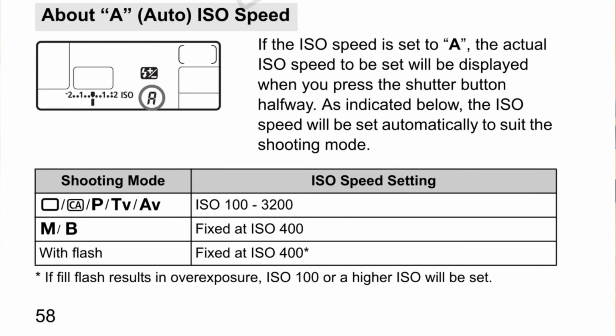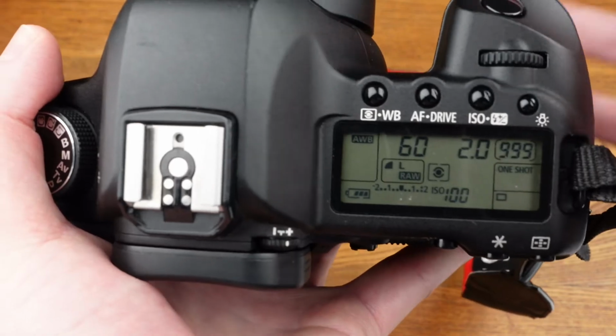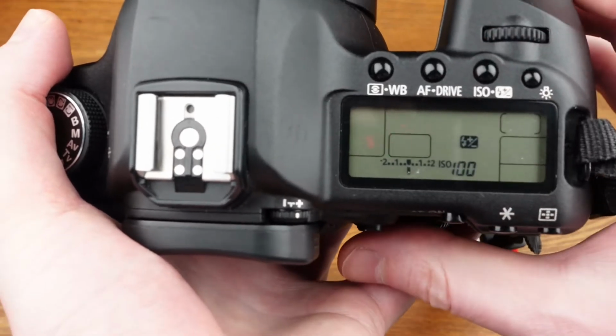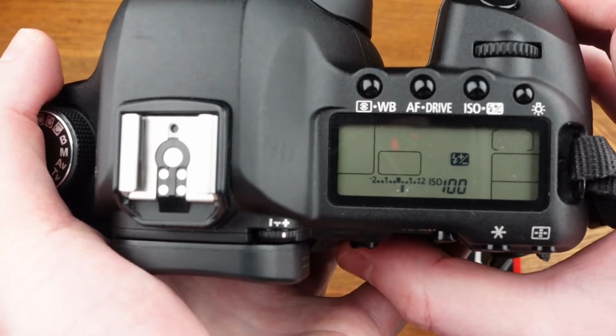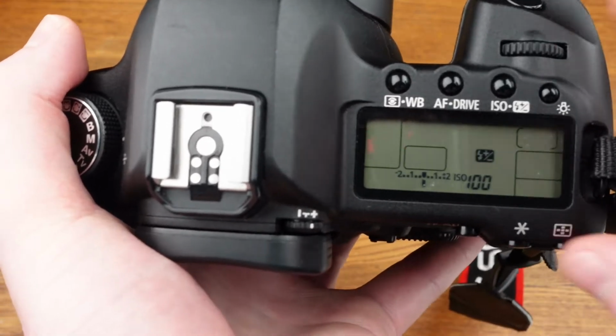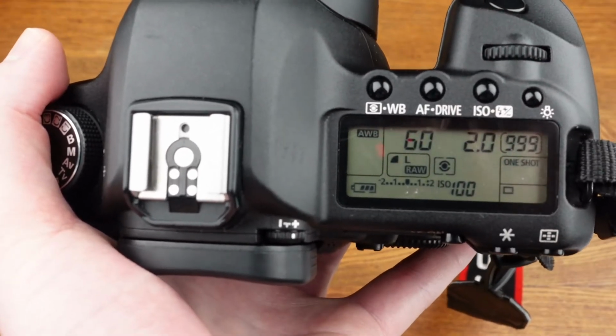In manual, bulb, or when using a flash, the ISO will be set to 400. When using a flash, if this would cause an overexposure, the camera will lower the ISO. The quick control dial can be used to set the flash exposure compensation when using Canon EX series speed lights.